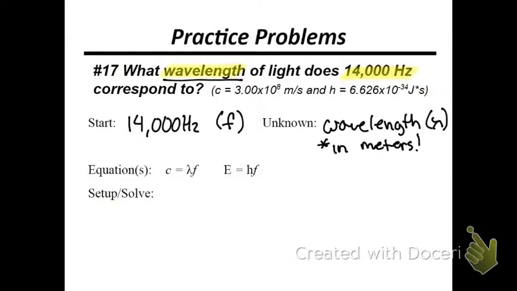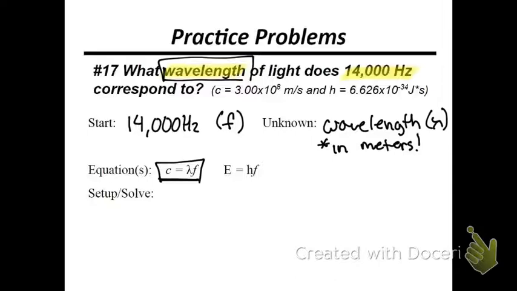A common mistake is for students to use lambda or F, those variable symbols, as the unit. So that's why I like to write down a reminder that wavelength is measured in meters. All right, so now we have to pick out which equation we're going to use. The giveaway here is the word wavelength. The only formula that has wavelength in it is the formula on the left, the wavelength formula. Wavelength is not in the energy equation, so we can't even use it. So we'll be using the wavelength formula.